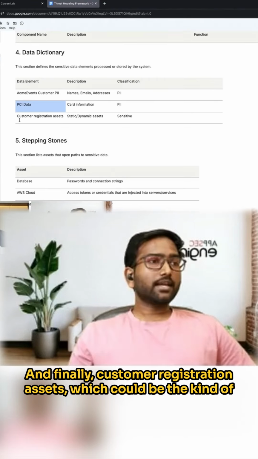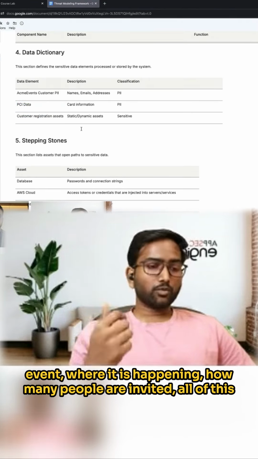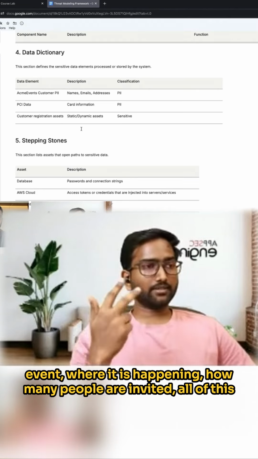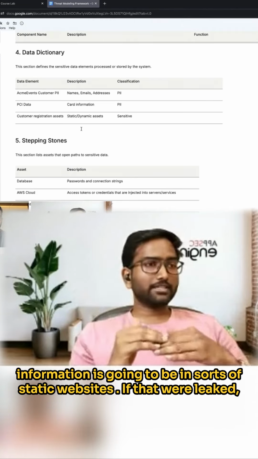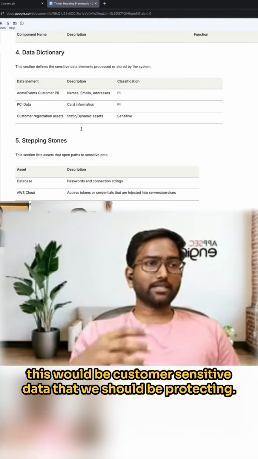And finally, customer registration assets, which could be the kind of event, where it is happening, how many people are invited. All of this information is going to be in sorts of static websites. If that were leaked, this would be customer sensitive data that we should be protecting.